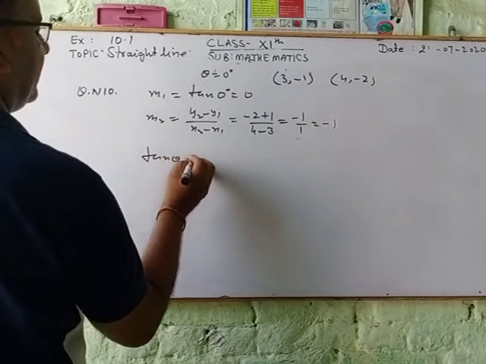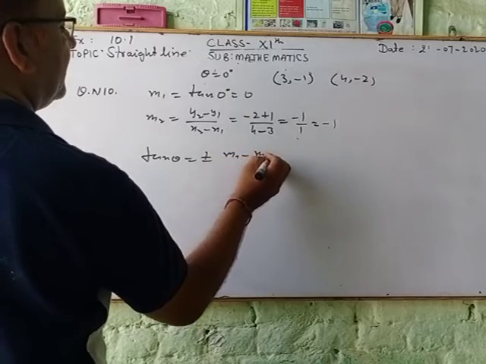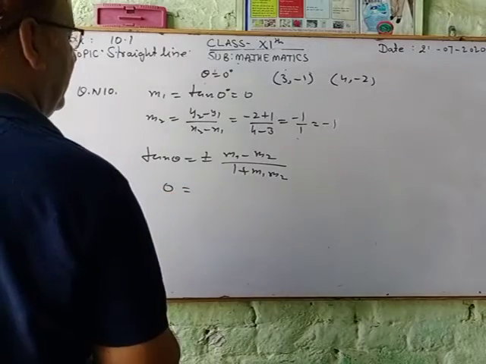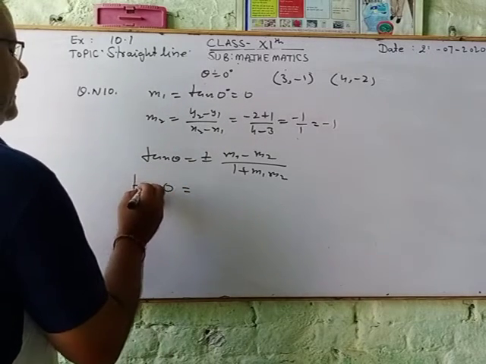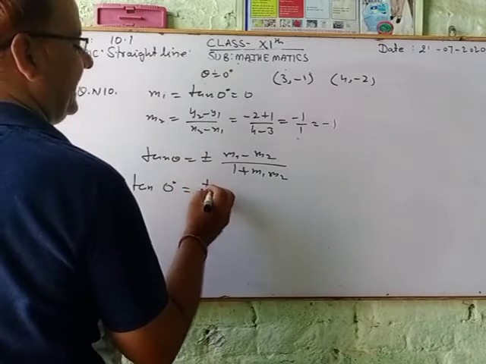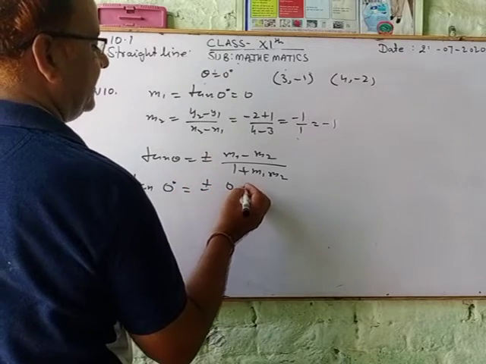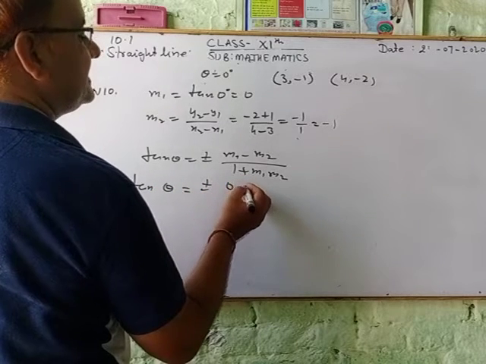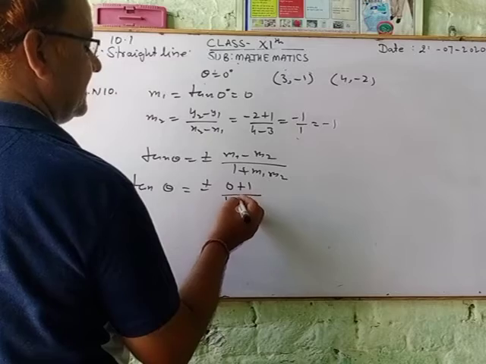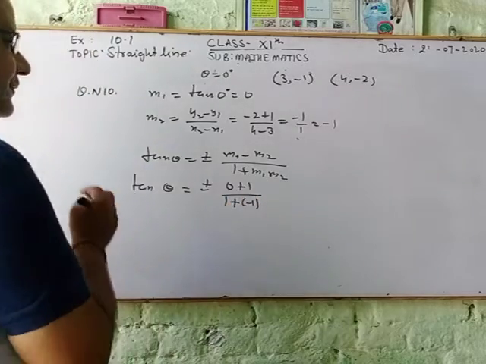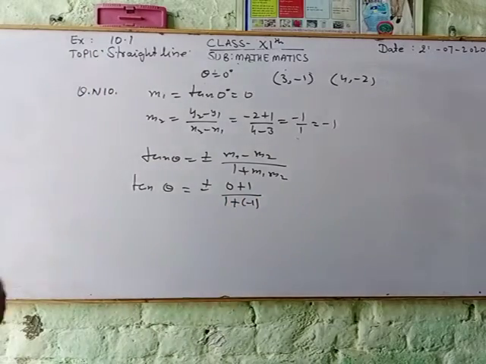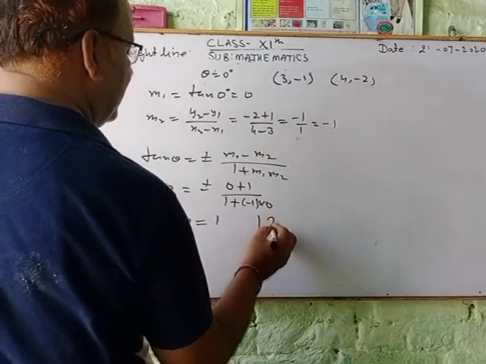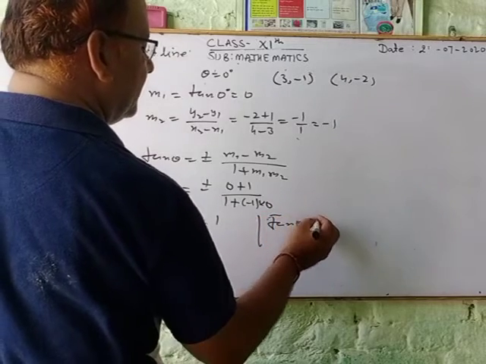So tan theta equals plus minus (m1 minus m2) upon (1 plus m1 m2). Here m1 is tan 0 degree, which is 0. Find the angle between them, that is theta. So tan theta equals plus minus (0 minus (-1)) upon (1 plus (-1) into 0). So we get tan theta equals 1 and tan theta equals -1.